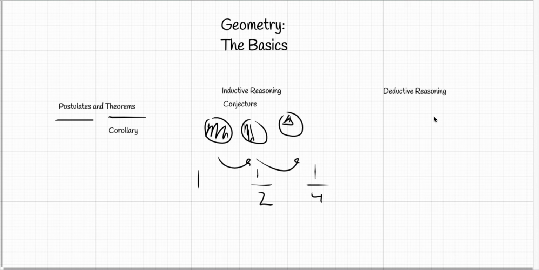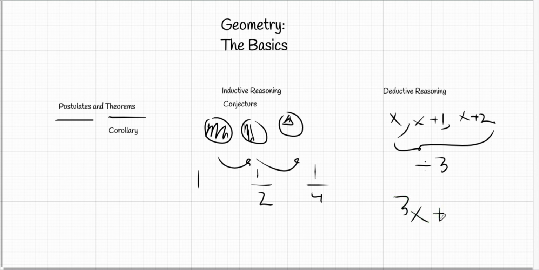So, for example, you could have: given the sum of x, x plus 1, and x plus 2, prove that this sum is divisible by 3. And you can use deductive reasoning, you can use algebra to prove this. You add them up, you physically use variables. So you get 3x plus 3 is the sum of all of this. 3x is always divisible by 3 because it's always x times 3. Always there's a multiple of 3. And 3 is obviously divisible by 3. So this entire thing is divisible by 3. That would be deductive reasoning.